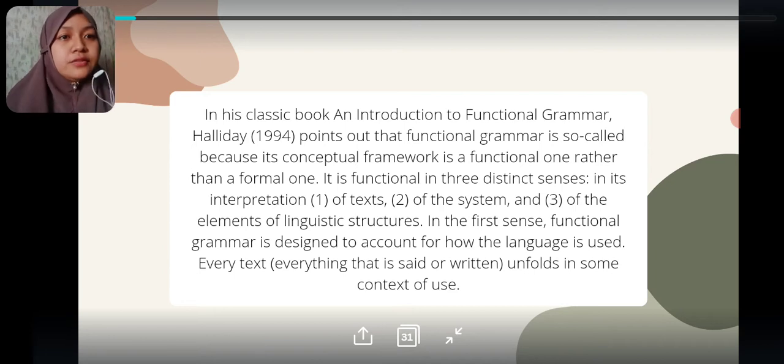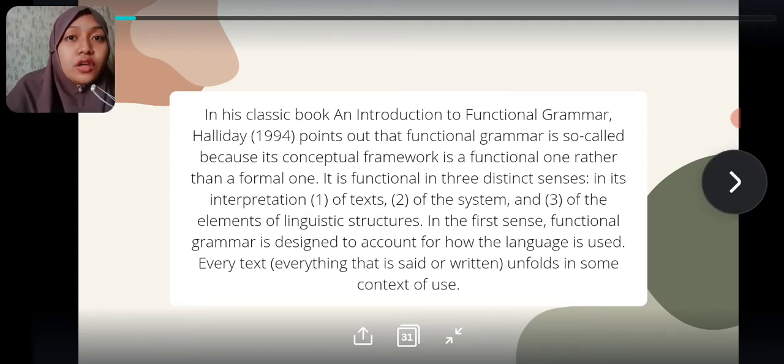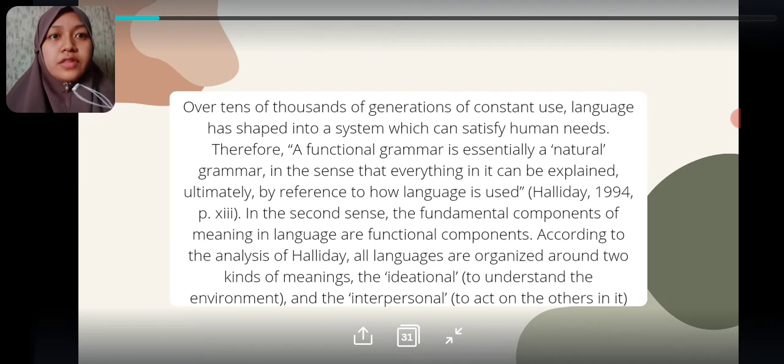In the first sense, functional grammar is designed to account for how language is used. Every text, everything that is said or written, unfolds in some context of use. Over tens of thousands of generations of use, language has shaped into a system which can satisfy human needs. Therefore, a functional grammar is essentially a natural grammar in the sense that everything in it can be explained ultimately by reference to how language is used.